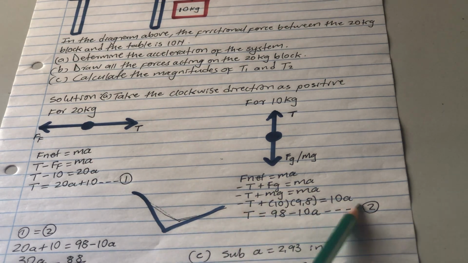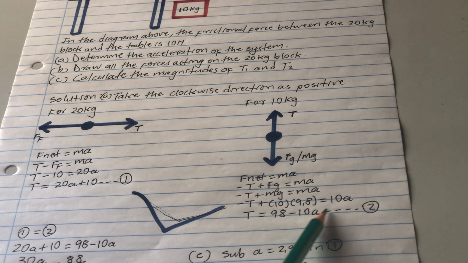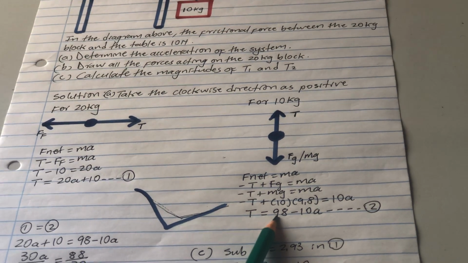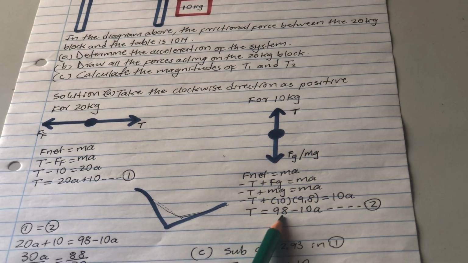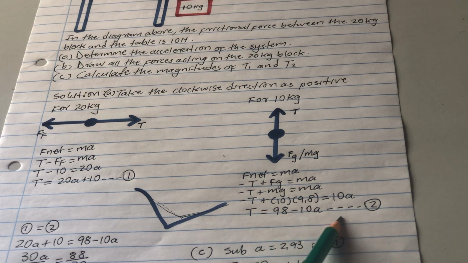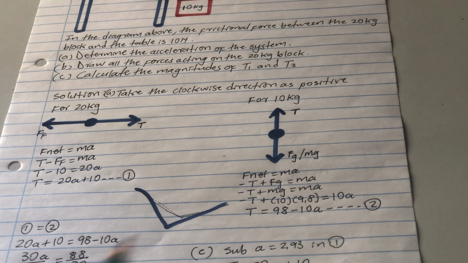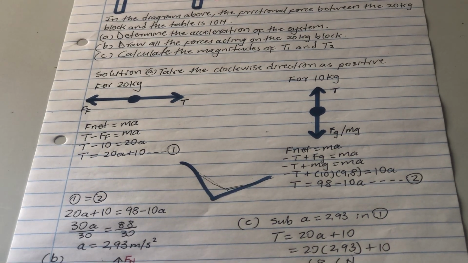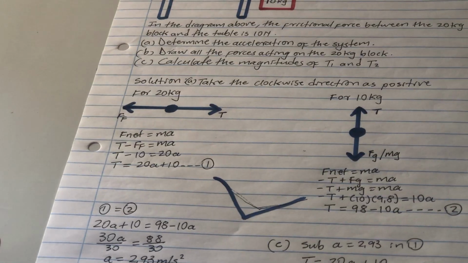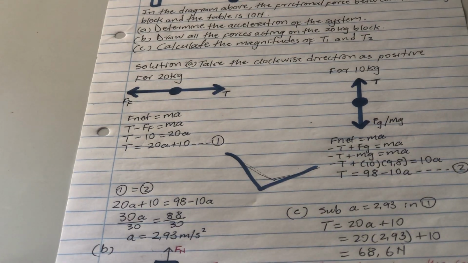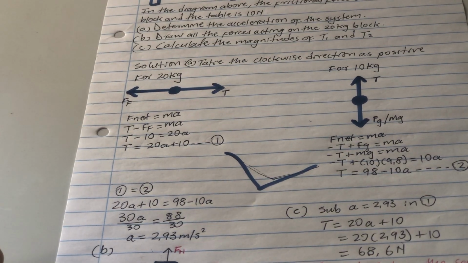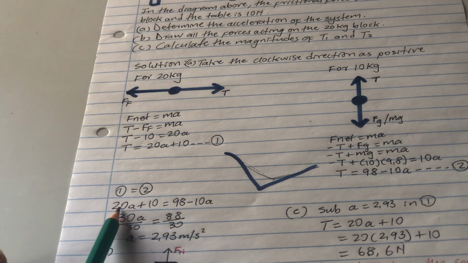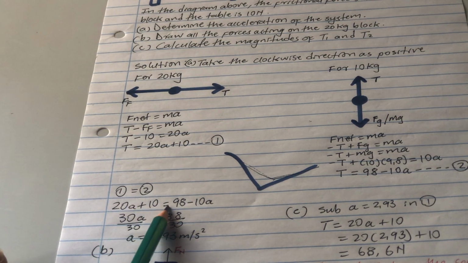Now I have T and A here. I must make T a subject of the formula. At the end, this is what I get, 98 minus 10A. This becomes my equation 2. Now you have equation 1 and equation 2, and they both equal to T. So we equate equation 1 and equation 2. Here I've put equation 1 equals to equation 2.